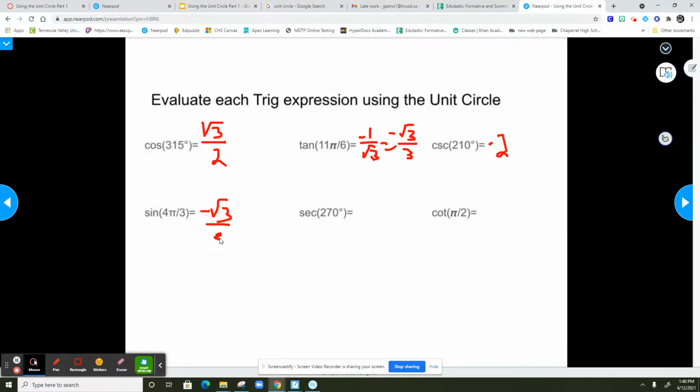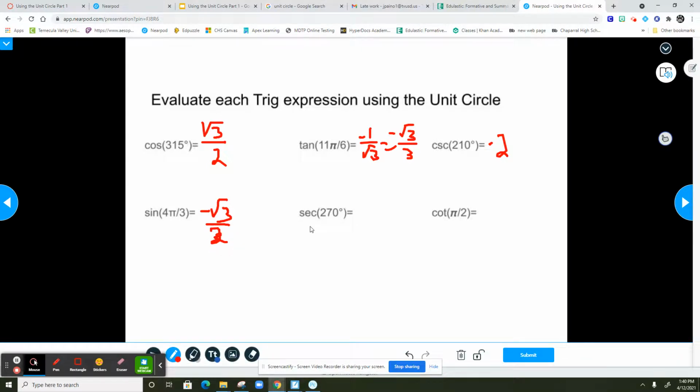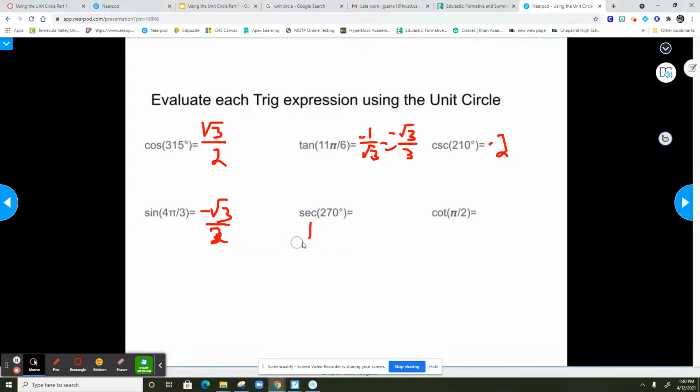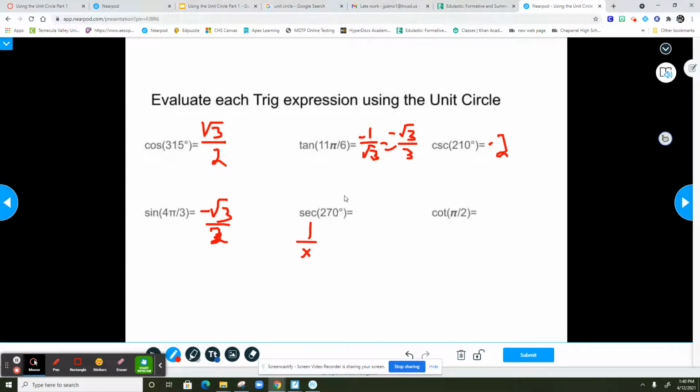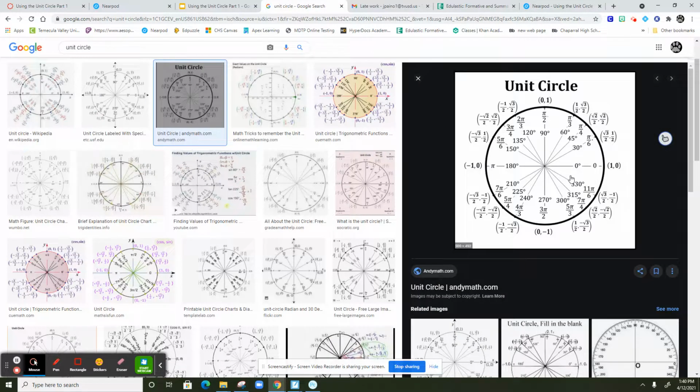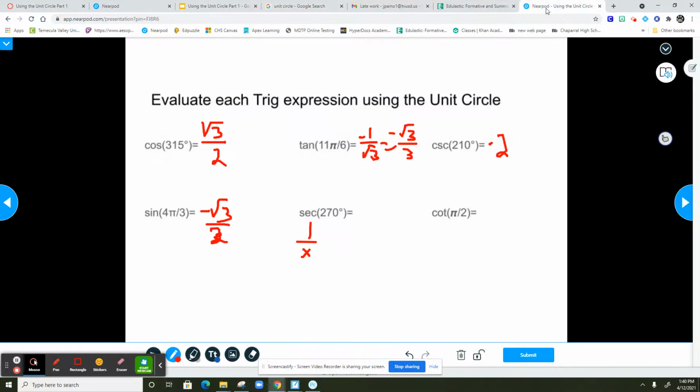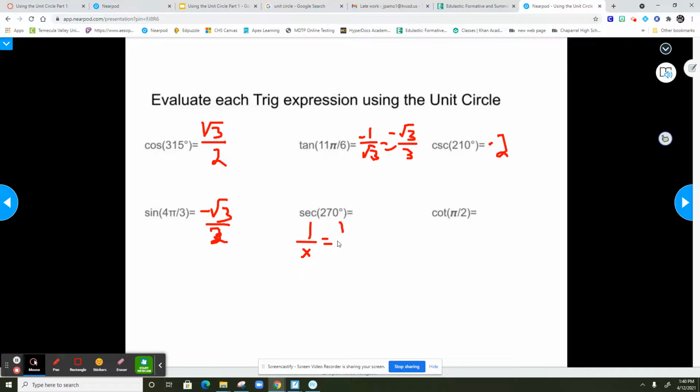Secant of 270 degrees. Remember, secant is 1 over cosine, or 1 over x. And 270 happens to be right on the y-axis. Uh-oh, that might be an issue. The x is 0. So what does that mean secant is? That means 1 over 0. What do I write again for that? You can't have 0 on the bottom, so this is undefined. So you have to put UND.